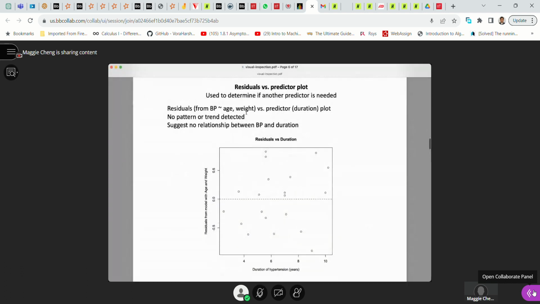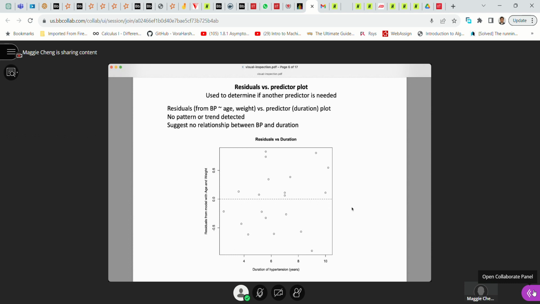You should probably consider adding weight into your model, okay? Then we have a new model. The new model has both age and weight. Then we plot the residual versus another unused factor, which is duration. The residual is coming from the model with age and weight, and it is plotted against duration. Duration is not used in the model. Then you don't see any trend, right? This is well-behaved, randomly distributed around the horizontal line. In this case, you should stop. You do not need to add duration into the model.